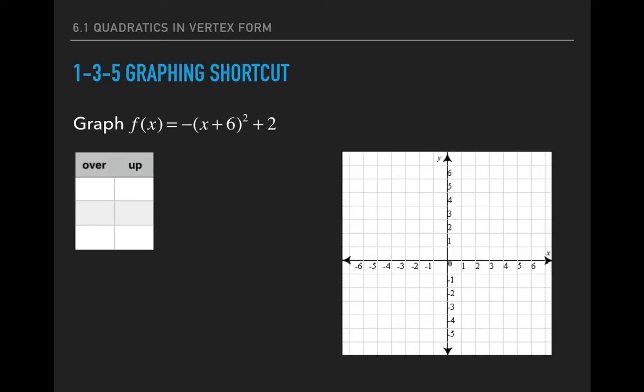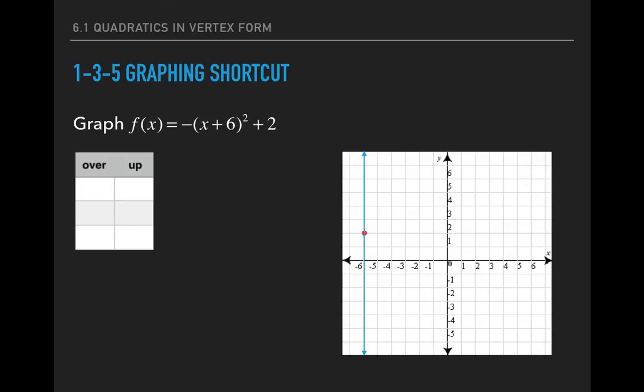But for using this graphing shortcut, like we've been doing, the first thing we do is we find our vertex and we're going to plot that. And it would be at negative 6, positive 2. So that would be our vertex. And we would also be able to sketch our axis of symmetry. And now 1, 3, 5, that kind of tells you the rates of like slope between each point.